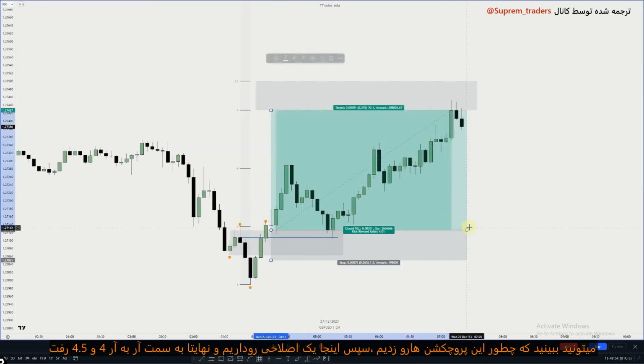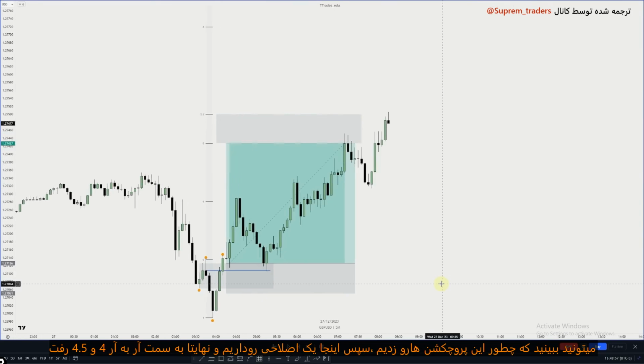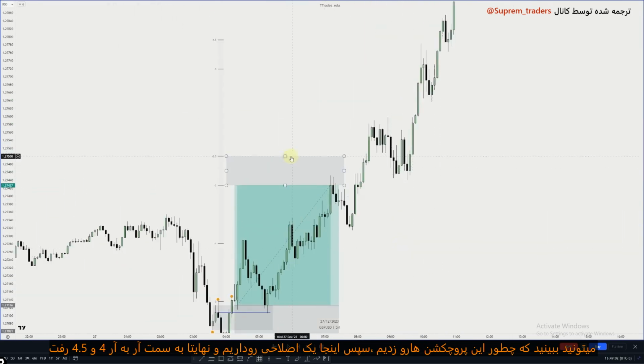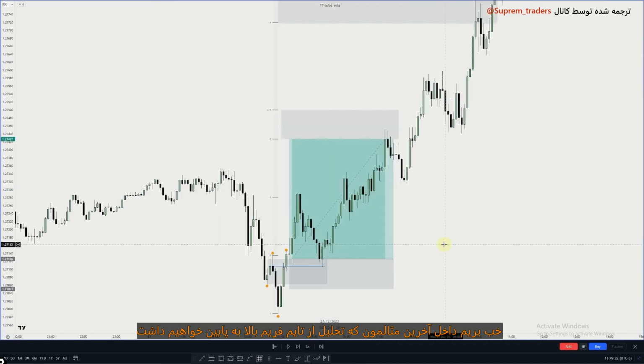You can see how we hit those projections there. We get a little retracement and eventually go up and reach for the -4 to -4.5. So now let's hop into a final example where we will go top down.